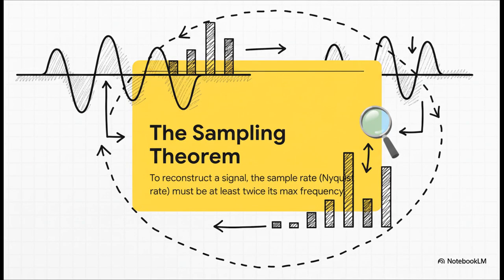Okay, but how fast do we need to take these snapshots? Is there a rule? Oh, you bet there is. It's a really important one called the sampling theorem. It basically says that to accurately capture the shape of a wave, you have to sample it at least twice as fast as its highest frequency. Think about it. To really see a wave go up and down, you need to grab at least one sample near the top and one near the bottom. Anything less, and you start missing the real story.